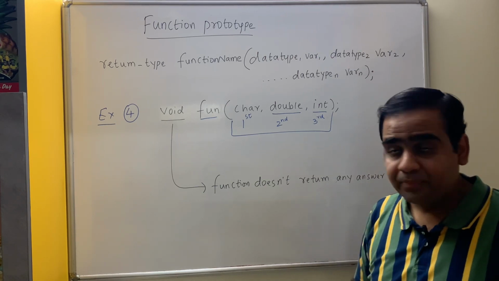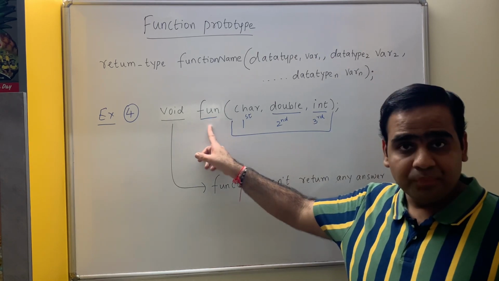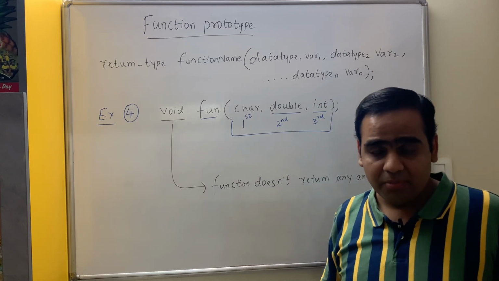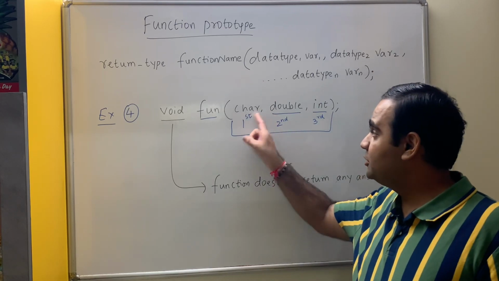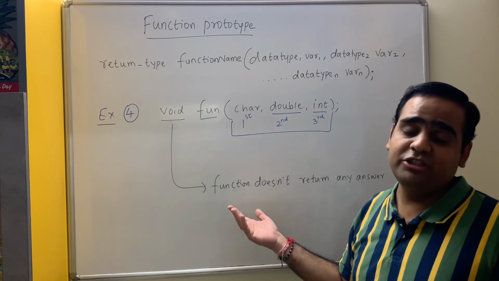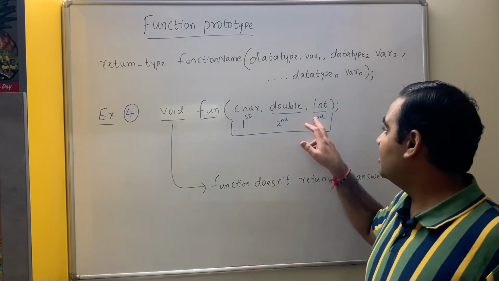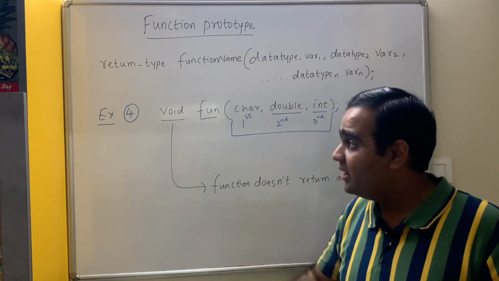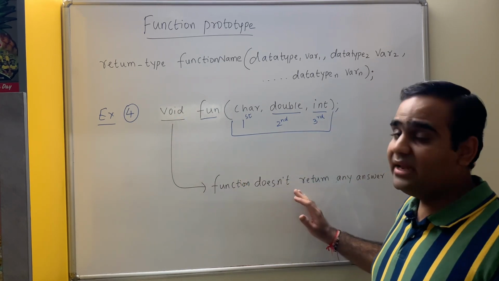How do we read it? We say fun is a function which takes 3 parameters as input. The first parameter has to be character. Second has to be double. Which character? Any character. Which double number? Any double number. And third parameter can be any integer and it does not return any answer.